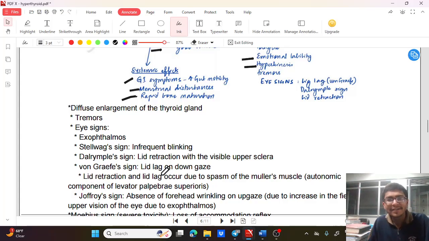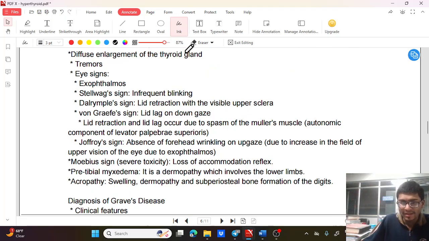And this lid lag and lid retraction occur due to spasm of the Muller muscles, which are the autonomic component of the LPS, that is levator palpebrae superioris, the eyelid muscles. Then the Joffroy sign, where there will be absence of forehead wrinkling on up gaze. Mobius sign, that is loss of convergence. And lastly, pretibial myxedema, which is dermopathy in the lower limbs, and acropathy, that is swelling, dermopathy, and subperiosteal bone formation of the digits. So these are some of the clinical features.